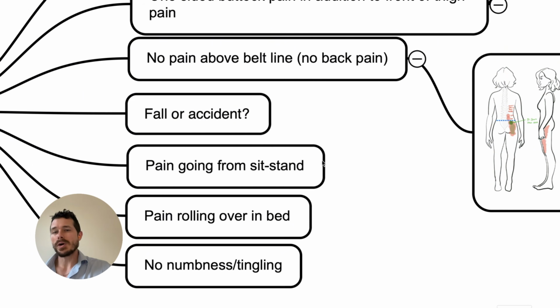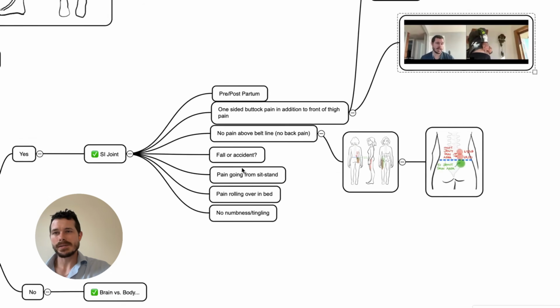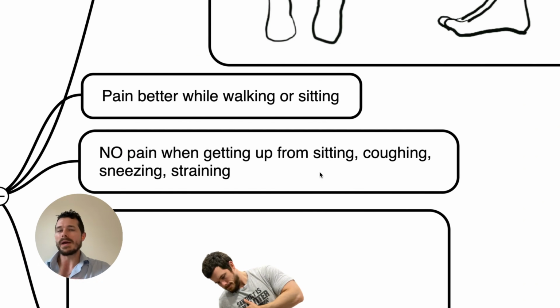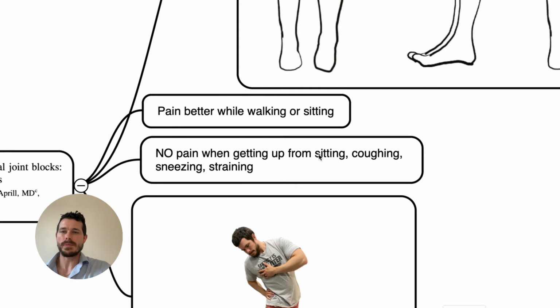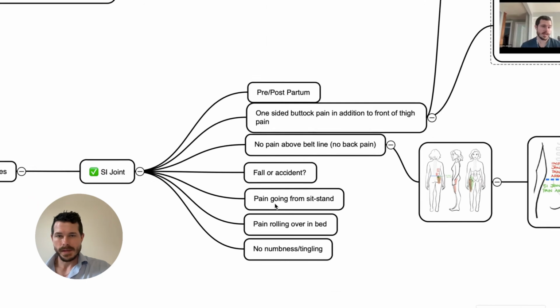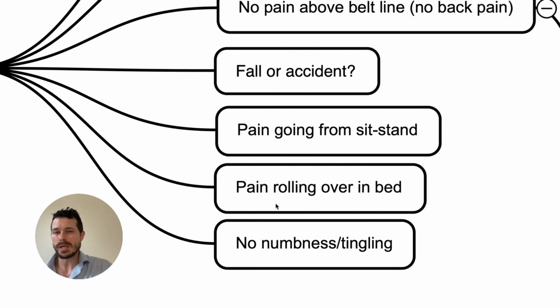Is there pain going from sitting to standing? The reason that I emphasize this is because, remember, this is another distinguishing element or variable. There is no pain when going from sitting to standing in most cases for people who have facet joint problems. But for people who have SI joint problems, you often do get transitional pain. There's often pain rolling over in bed.